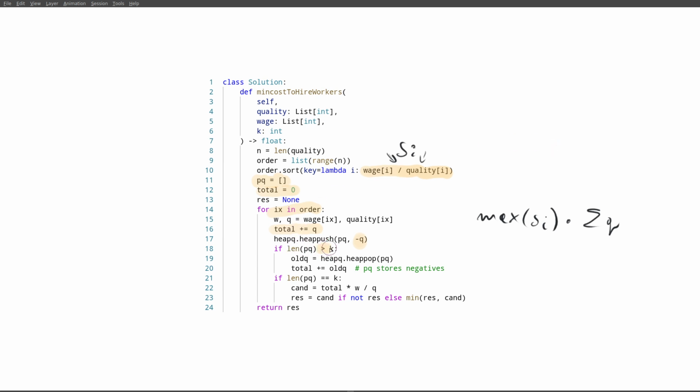If at any point we have more than k people on the queue, then we have to remove somebody. And we remove the person that has the highest quality. And we have to remove that quality from our total. Since our priority queue stores negatives, then we just have to add it here when we get the person and add it here when we remove it, because it's with a negative sign. So here, in fact, we subtract, not add.